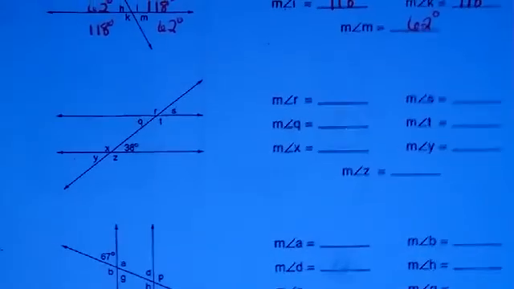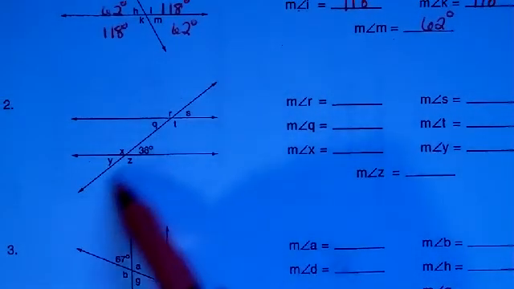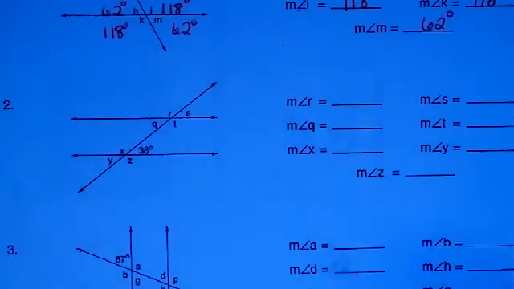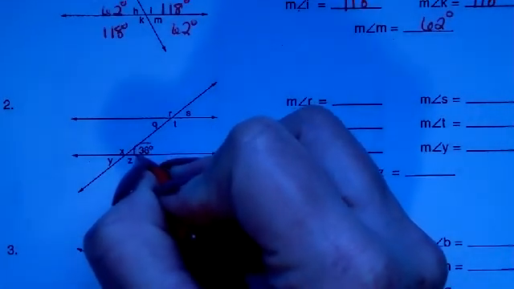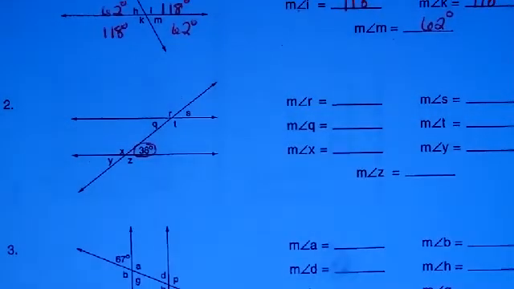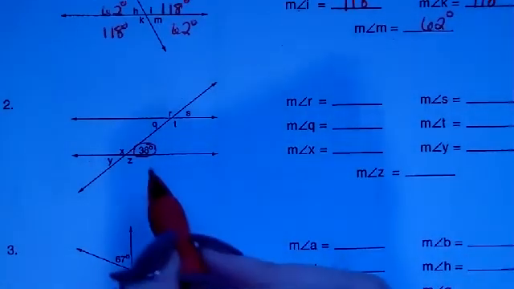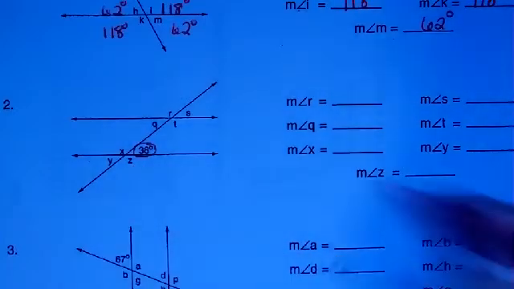Now, if you look at number 2, it is almost the same problem right here. The only difference is this line is slanted this way, where the other one was slanted the other way. But it's still the same problem. What you're going to do is you're going to find the angle you know right here. Okay. I know that little bitty acute angle right there is 38 degrees. So to find all my other angles, the first thing I'm going to have to do is find the obtuse measurement. Okay, so what am I going to do over here?